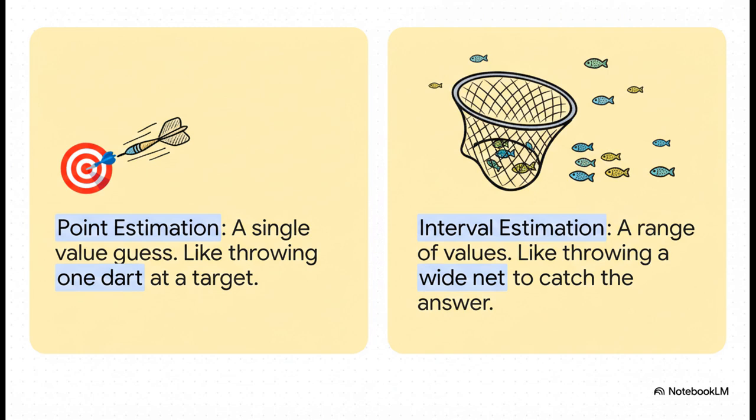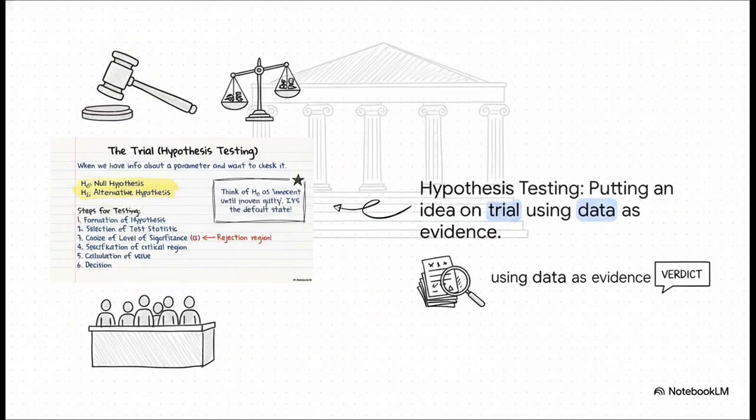But an interval estimate is often way more useful. Think of this like casting a wide net and saying, hey, I'm 95% confident the true answer is caught somewhere inside this net. It gives you a range of plausible values. But what if we already have a theory that we want to test? That's where something called hypothesis testing comes in. And a fantastic way to think about this is like a courtroom trial, but for an idea. We have a claim, and our data serves as the evidence we use to reach a verdict.